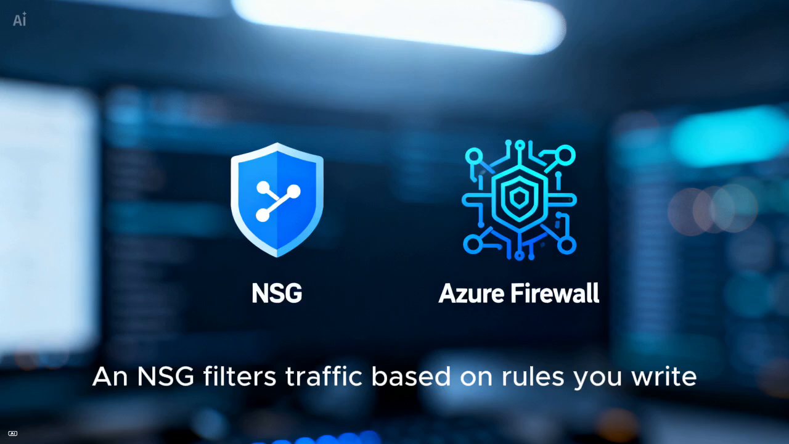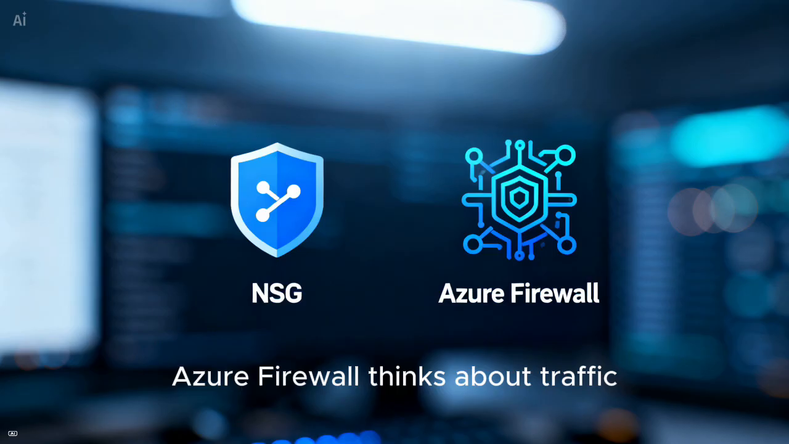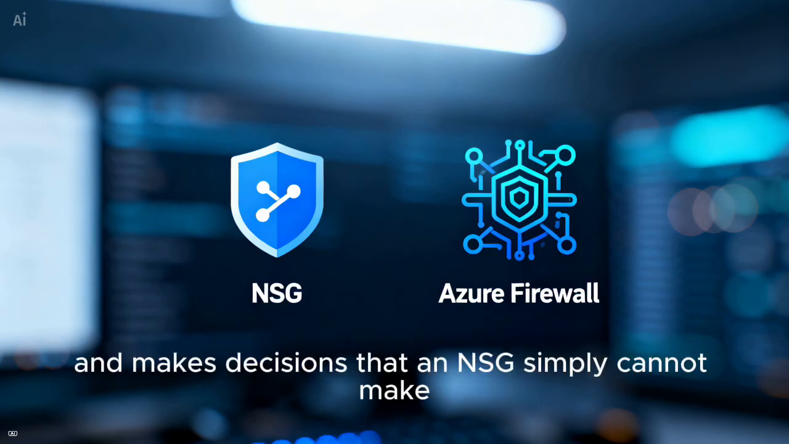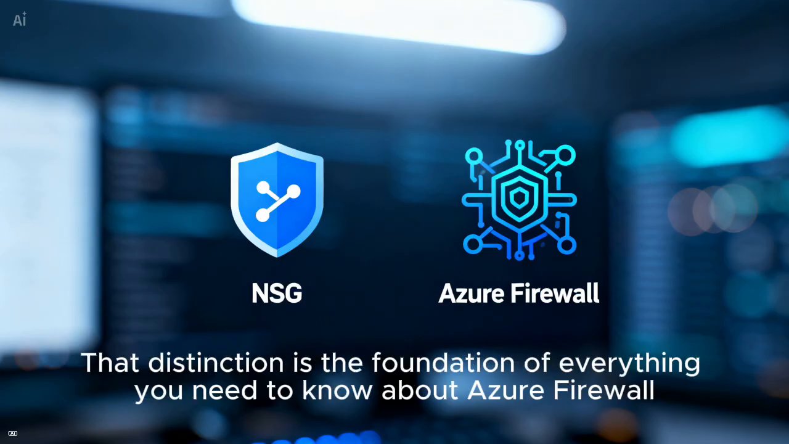An NSG filters traffic based on rules you write. Azure Firewall thinks about traffic. It inspects it, understands context, applies intelligence, and makes decisions that an NSG simply cannot make. That distinction is the foundation of everything you need to know about Azure Firewall.